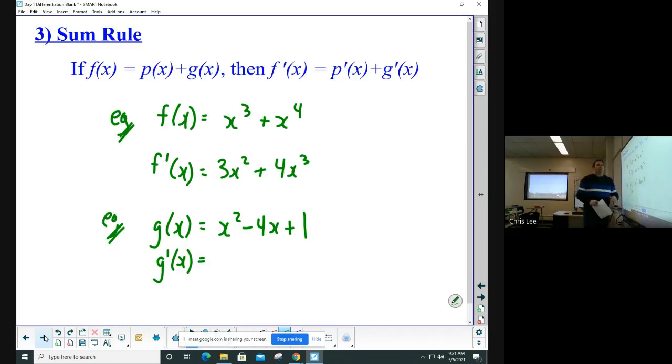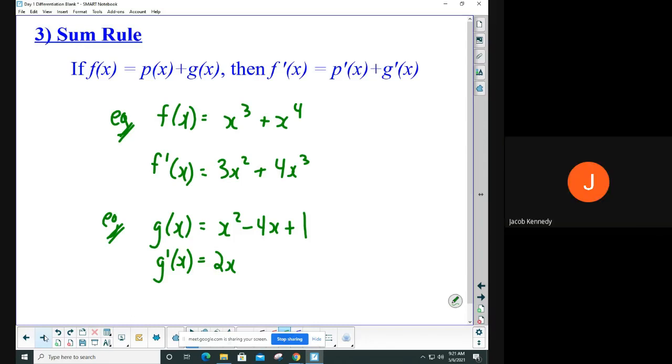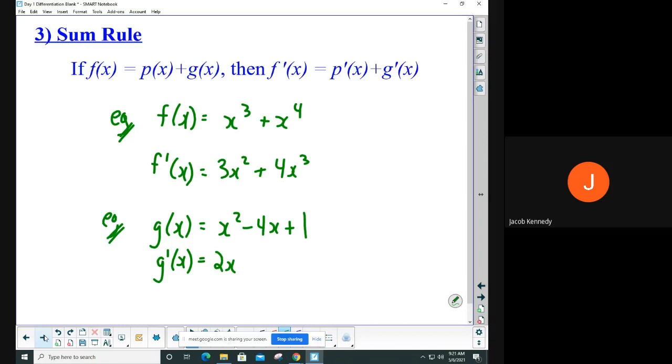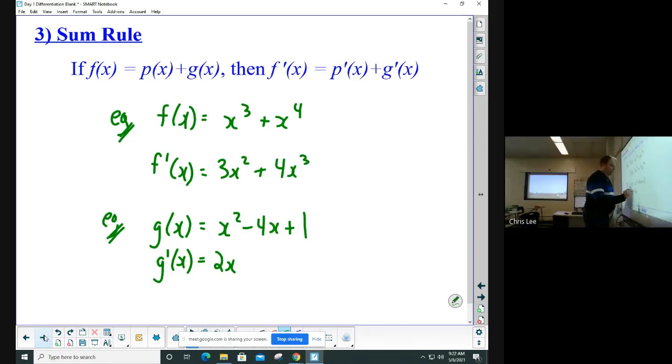So even though it's called the sum rule, you're allowed to add negatives. So if you have a minus, that's not a big deal. But the derivative of x squared is 2x. What do we think the derivative of negative 4x is? Negative 2. Why negative 2? Would it be negative 4? Yeah, sorry, negative 4. Okay, I think you meant to say 4 and just said 2. Yeah. Okay, good. Yep, you're right. Bang on. And then what's the derivative of 1?